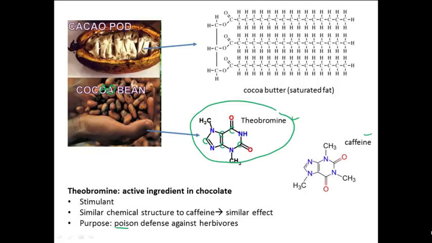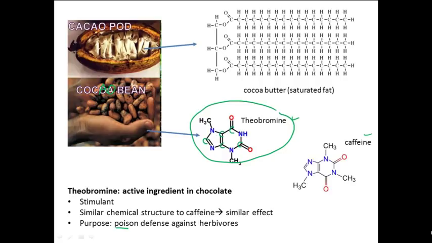The plant doesn't want its seeds to be eaten because then it won't reproduce. It would reduce its reproductive success. So it increases its reproductive success if it adds some kind of poison to the seed that doesn't harm the embryonic plant, but would harm something that ate it. Theobromine is a poison if you eat it in great quantities, or to some organisms, like dogs, it is a poison even in small quantities. So the herbivores that could possibly eat these seeds would be deterred from doing so by having that theobromine in there.